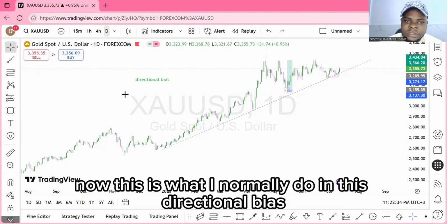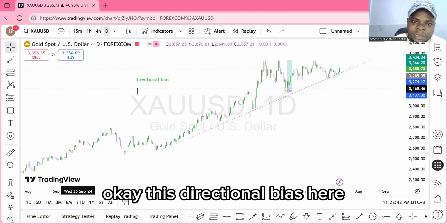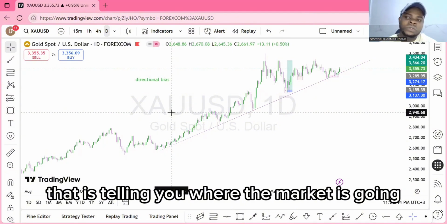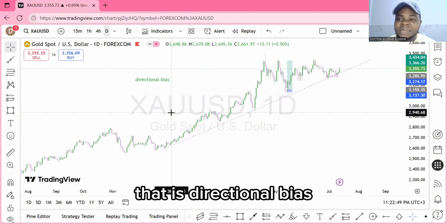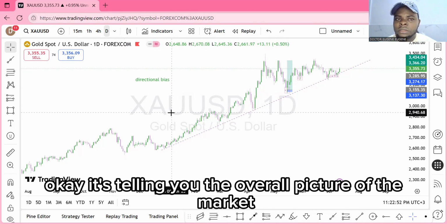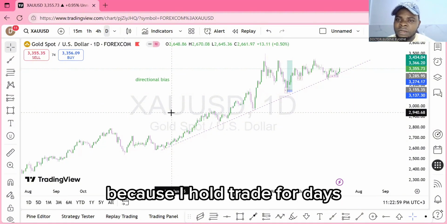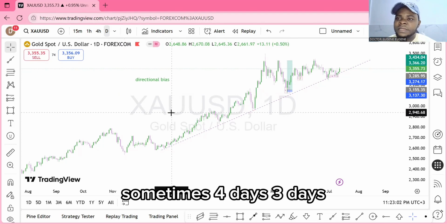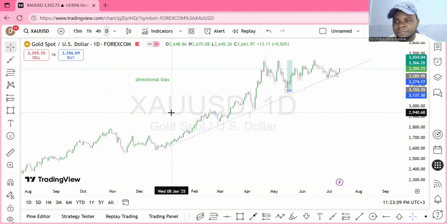Here now, this is what I normally do in these directional buyers. This directional buyers here is telling you where the market is going, the overall picture of the market. I actually use the daily time frame for this because I trade for days, sometimes 4 days, 3 days, 2 days, depending on how long it takes for my TP to hit.